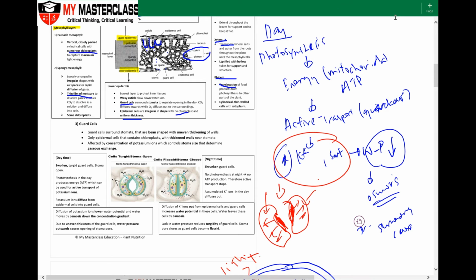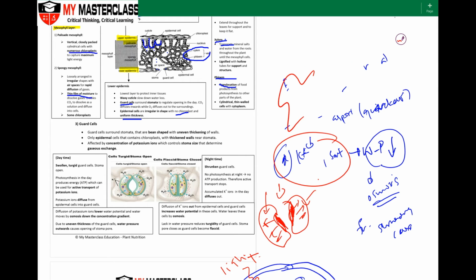So when we look at nighttime by itself, it is slightly different. Okay, so in the day I have already accumulated the amount of my potassium ions and water. Now at nighttime I do not have photosynthesis, so ATP production stops, therefore no active transport. Okay, so when that happens, I cannot uptake any more potassium ions and mineral salts. Instead, what has been stored in the day will diffuse out.